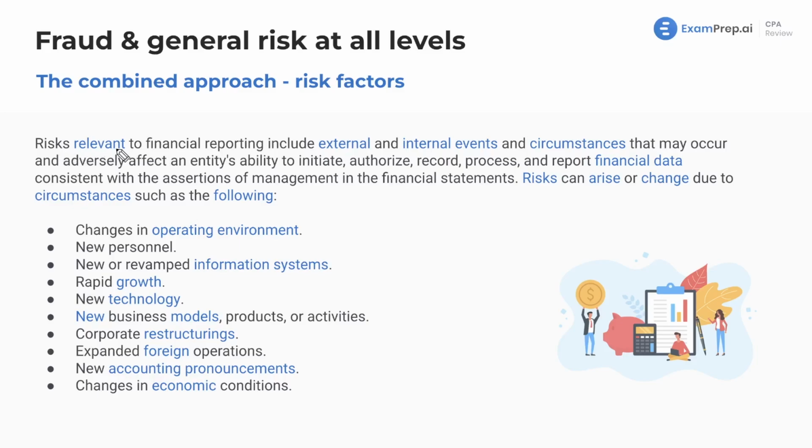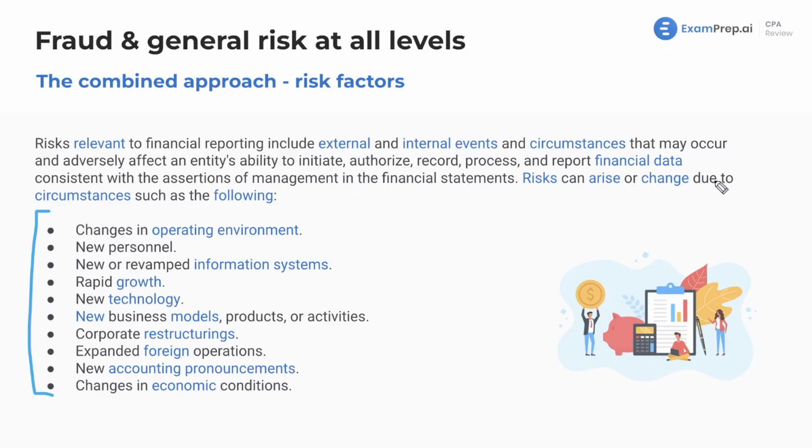Any relevant risks. So these are our relevant risks. Some are going to be internal, some are going to be external, and they are going to affect a company's ability to deal with their financial data. Breaking that down: initiate, authorize, record. Basically, there are risks that are going to affect how we can deal with our financial data, consistent with the assertions of completeness, existence, valuation, accuracy, all of those.